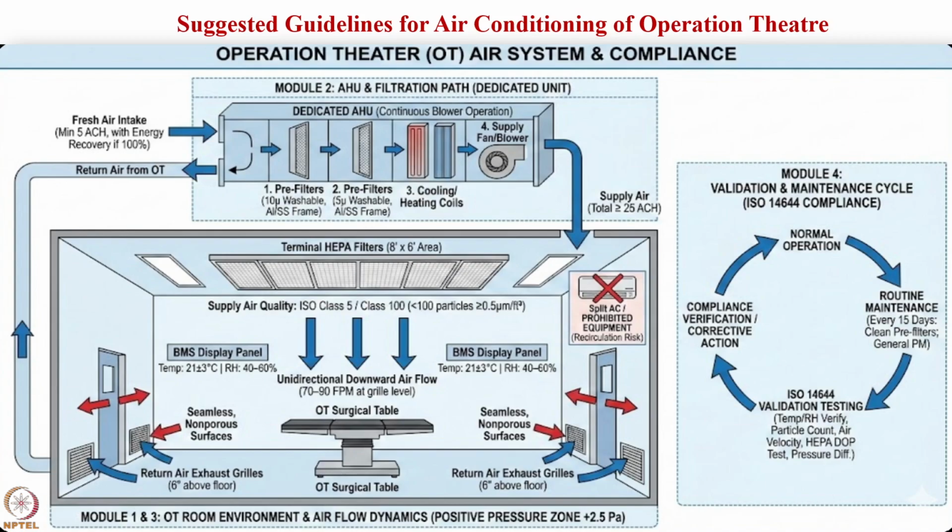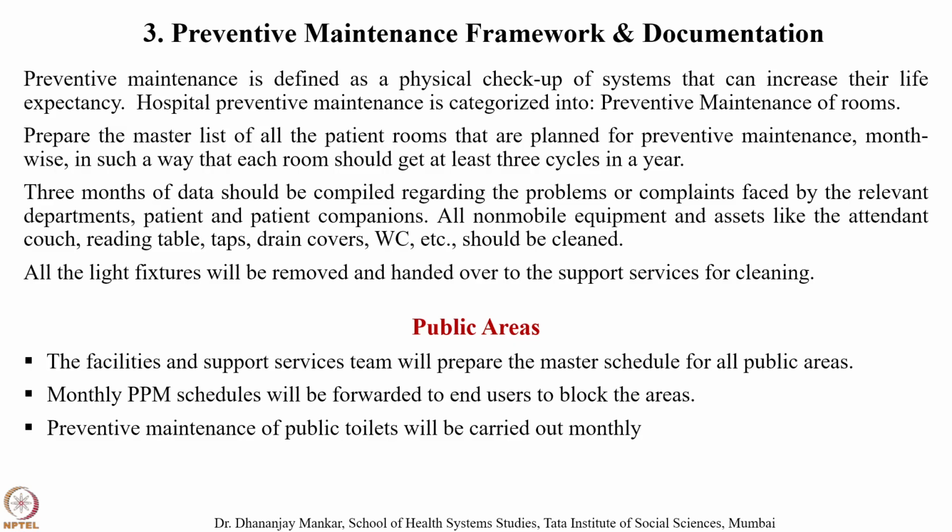The figure here depicts the suggested guidelines for air conditioning for operating room, operation theatre and air systems, where in model 2 the dedicated AHU is shown, and even model 4 shows the validation and maintenance cycle, which shows the OT room environment and airflow dynamics, positive pressure of plus 2.5 pascal being shown, and this figure also points to how to ensure the air conditioning of the operation room, with more emphasis on it.